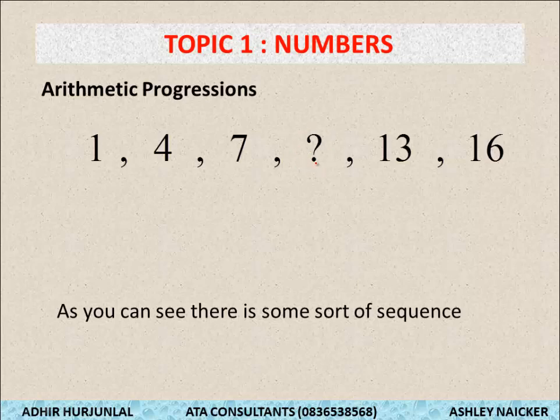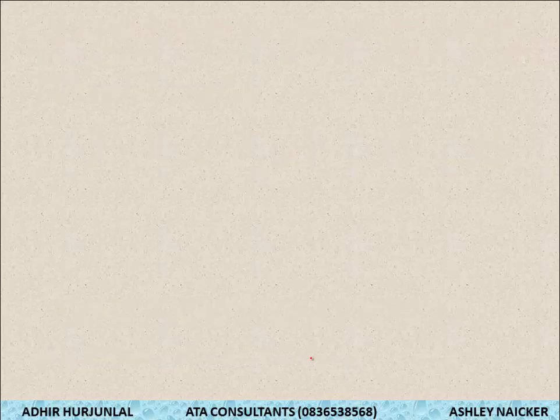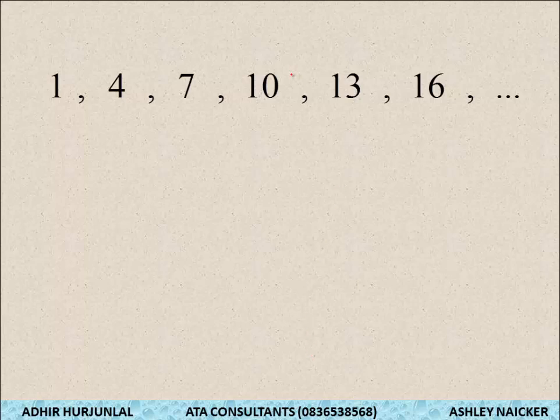As I mentioned before, there is some sort of sequence going on. A sequence is an ordered set of numbers. In this example, if I go 1, 4, 7, 10, 13, 16, you would find that the number goes up to 10 and then up to 13. By now you would be able to find the specific pattern occurring in this set of numbers.